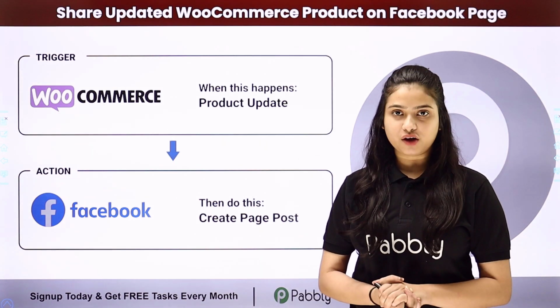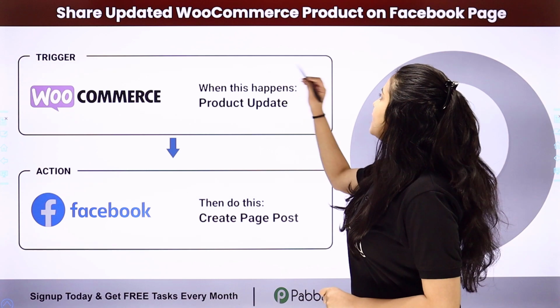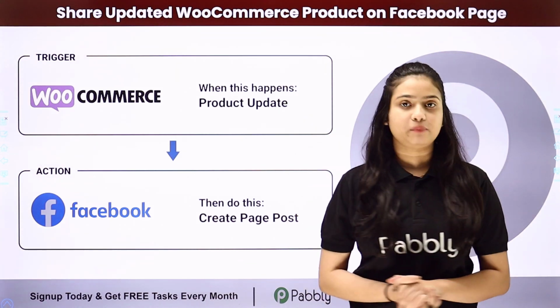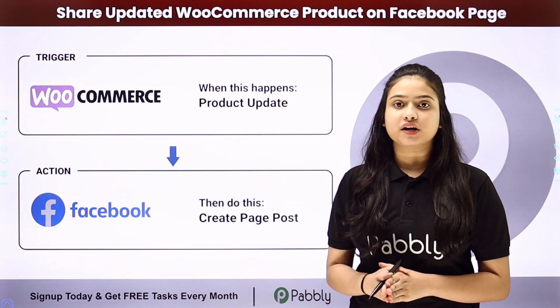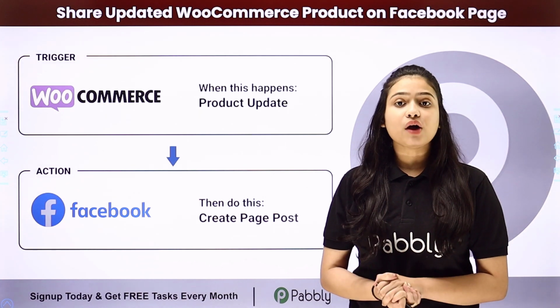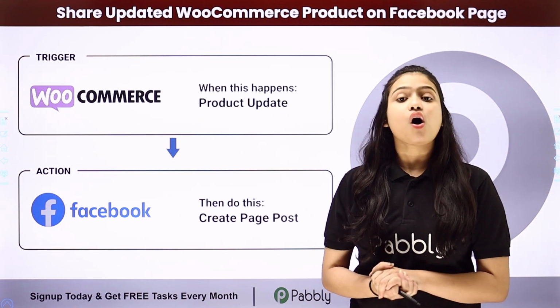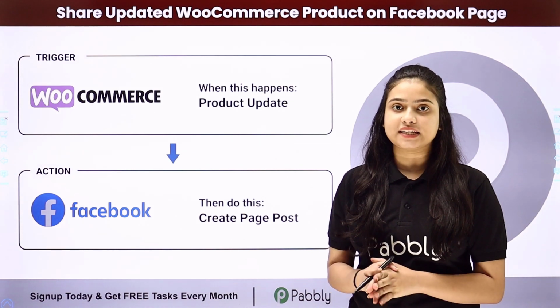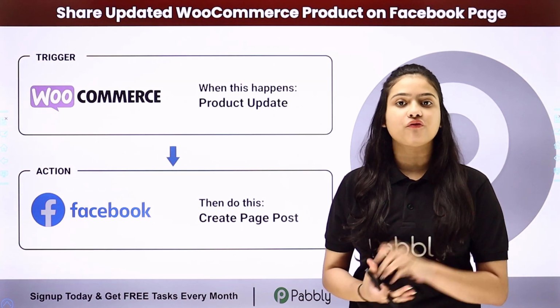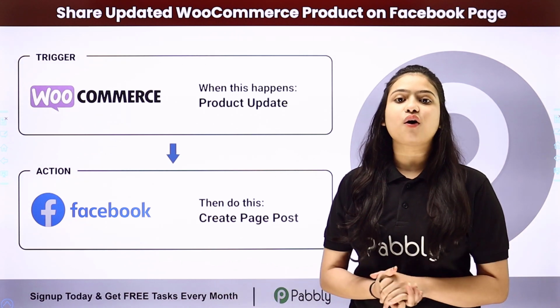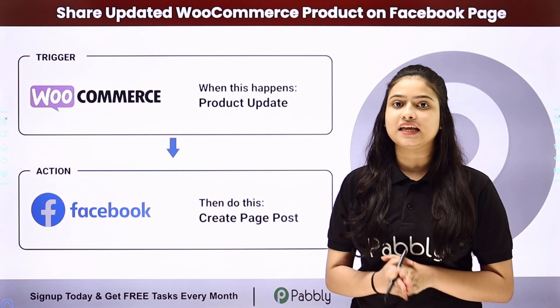In this video, we are going to learn how to share updated WooCommerce products on Facebook page. Suppose I am selling my products by using WooCommerce, and now I want that whenever I update any product details on my WooCommerce store, automatically this information should be sent on my Facebook page in the form of a new post. So how are we going to automate this entire process without taking much effort?